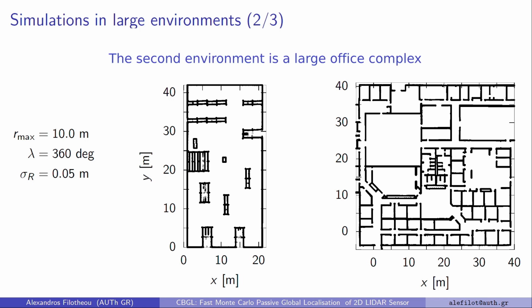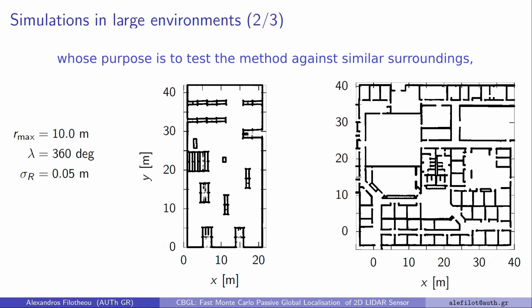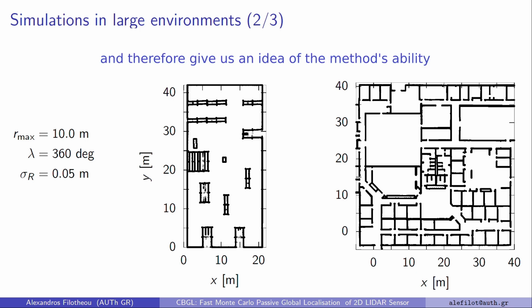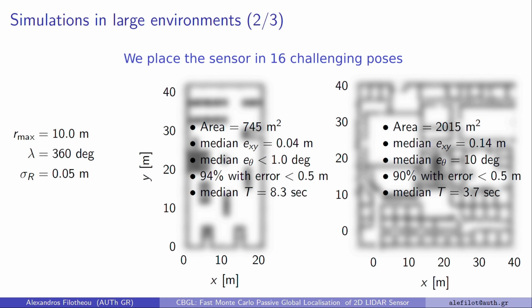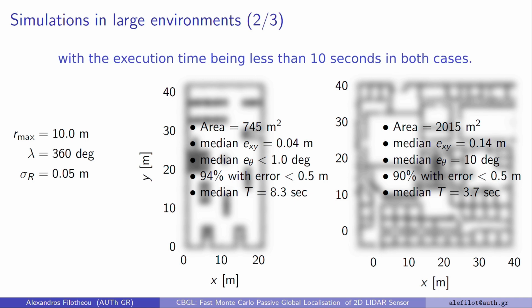The second environment is a large office complex around 2,000 square meters in area, whose purpose is to test the method against similar surroundings and therefore give us an idea of the method's ability to make fine distinctions between them. We place the sensor in 16 challenging poses and call CBGL 100 times for each. As you see in both cases, the median position error was less than 15 centimeters, the orientation error less than 10 degrees, and 9 in 10 outputs or more exhibited a position error less than half a meter, with the execution time being less than 10 seconds in both cases.